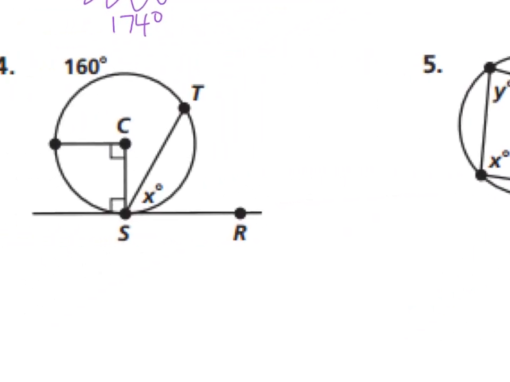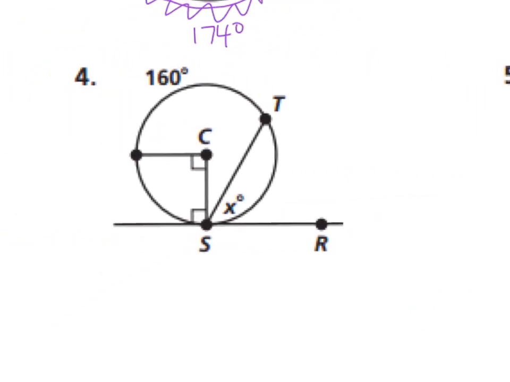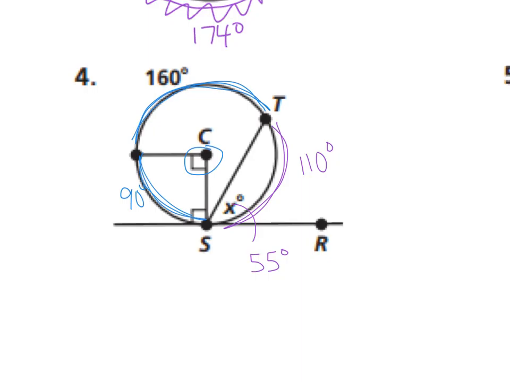And angle measure, or number 4, if this is 160, this is a central angle. So the central angle is the same as the arc, so this has to be 90 degrees right here. So all the way around is 250. So this part right here has to be 110. So this purple part is 110 degrees. Therefore, angle X has to be half, so it has to be 55 degrees because it's tangent.